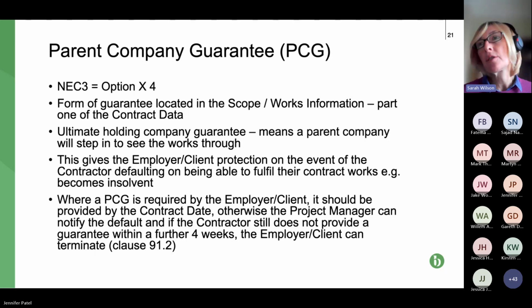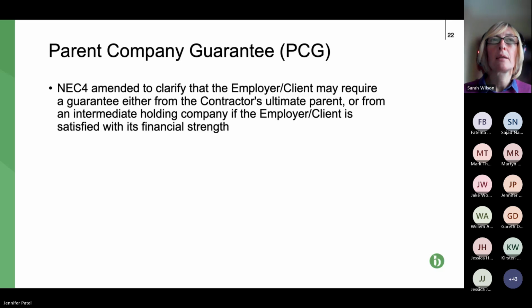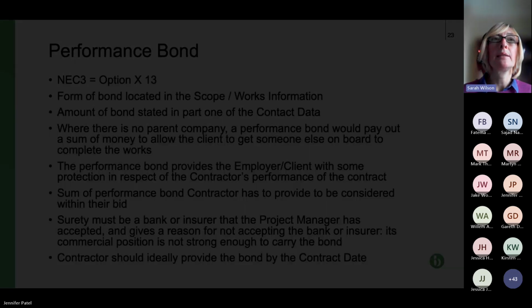And again, you obviously need to run it past your parent company. Are they willing to give this guarantee, because it is wide ranging. It's probably not a problem until the contracting company goes into liquidation or can't pay its debts. And at that point, that's when really the parent company guarantee comes into its own. So the next slide, please. Yeah, so that's just self-explanatory about NEC4.